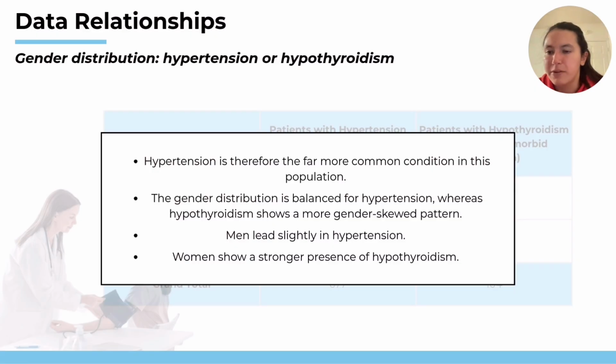Hypertension is therefore by far the more common condition in this population, so the burden of chronic disease is shared across genders. However, the type of condition differs because men are slightly more affected by hypertension, while women are more affected by hypothyroidism.